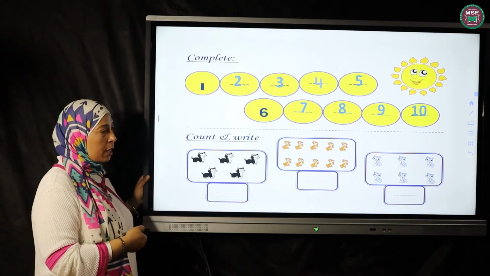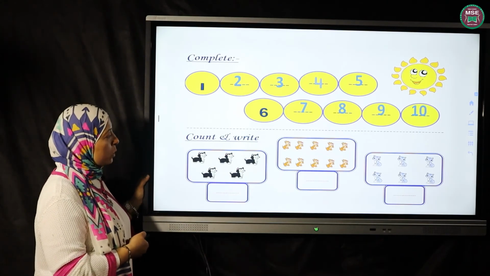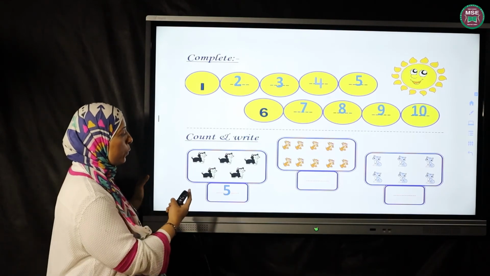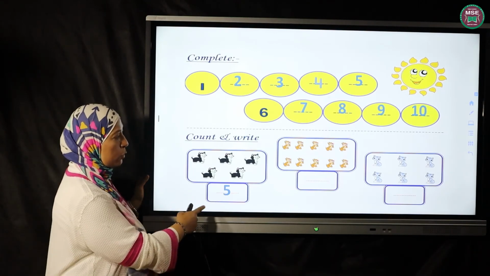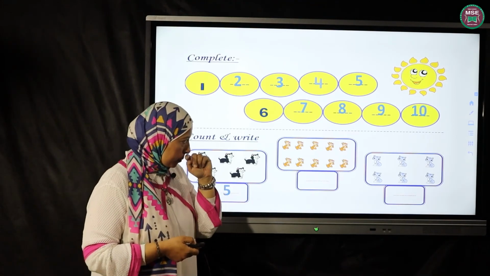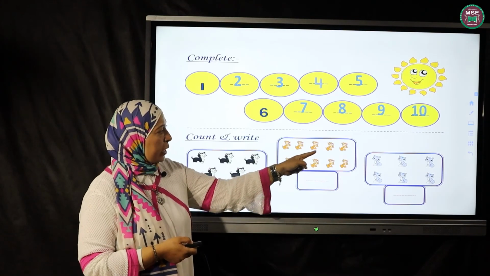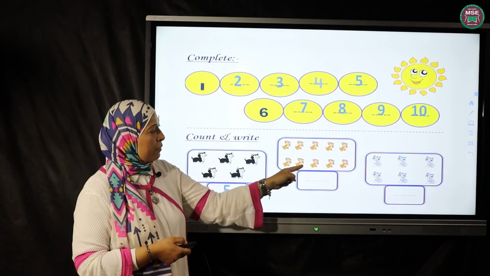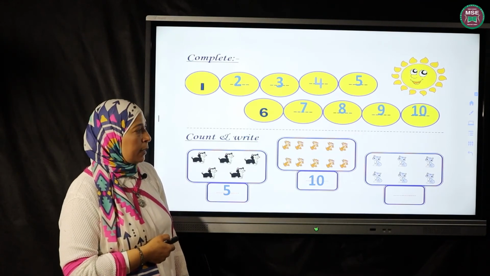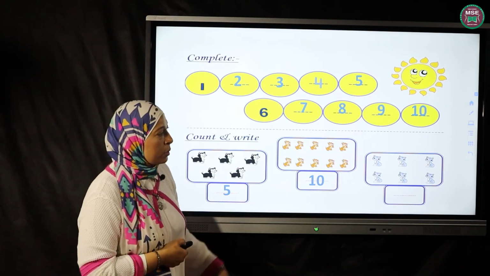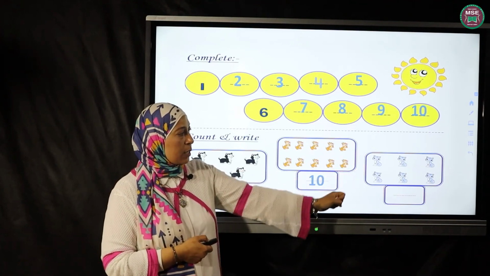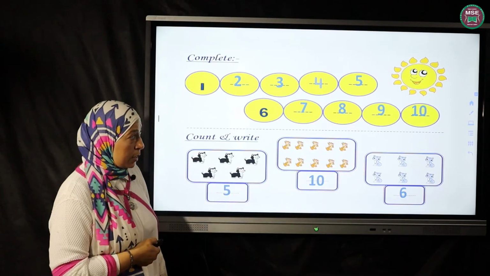It's very easy, just like with it. Let's count the first one. 1, 2, 3, 4, 5. So we wrote number 5. Here, how many? Let's count. 1, 2, 3, 4, 5, 6, 7, 8, 9, 10. So we're going to write number 10. The last one, let's count it. 1, 2, 3, 4, 5, 6. So we're going to write number 6.